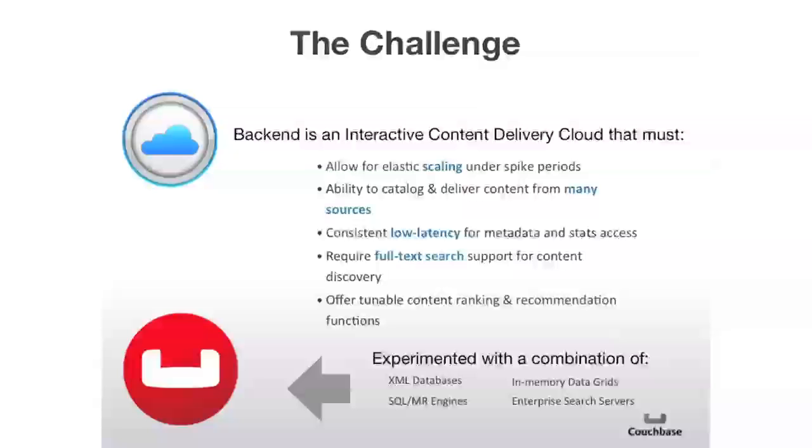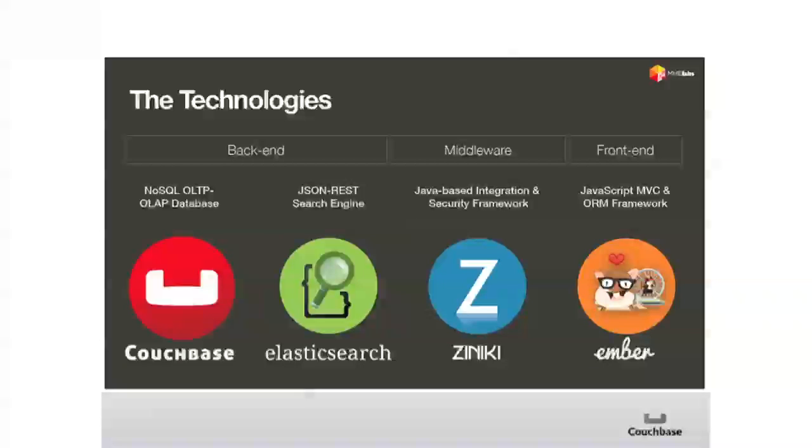They experimented with multiple things like XML databases, SQL MR engines, and in-memory data grids, but finally this is what they came up with. So these are the technologies involved in building their online portal. On the back end, we have the Couchbase server with Elasticsearch, and they have the middleware on the front end, which is Zinky and Ember. And this is what the architecture looks like.